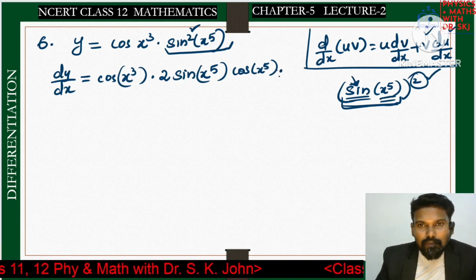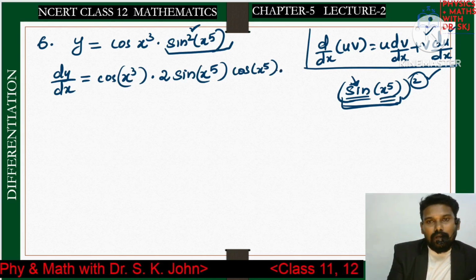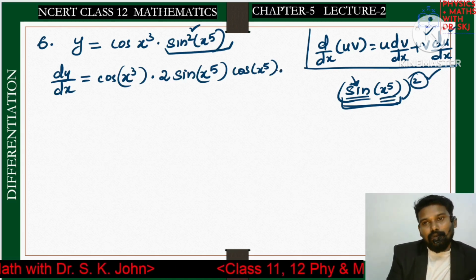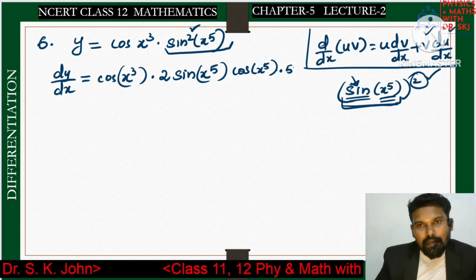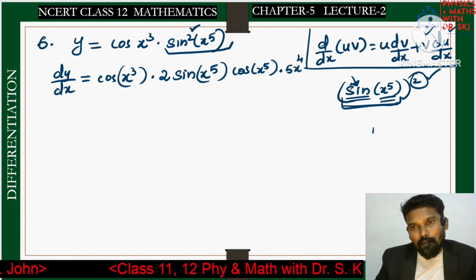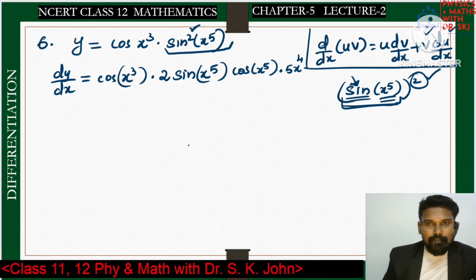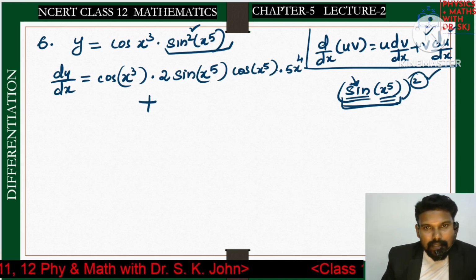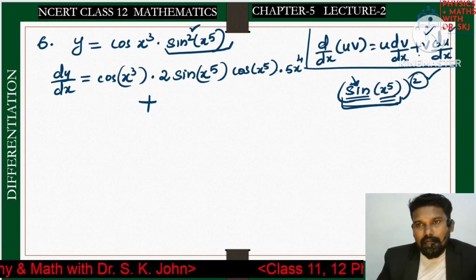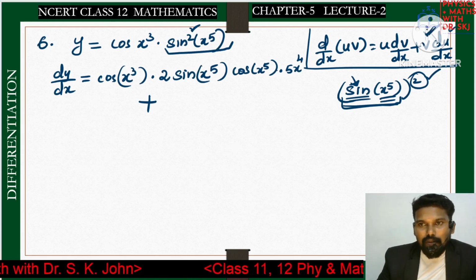Now you have to write the derivative of x raised to 5. Now you have to multiply with the derivative of x raised to 5. It is 5 x raised to 4 using the formula n x raised to n minus 1. 5 into x raised to 4, plus the second time. The second, what is the second time? Second function into derivative first.